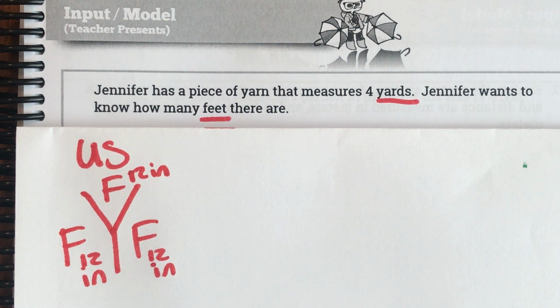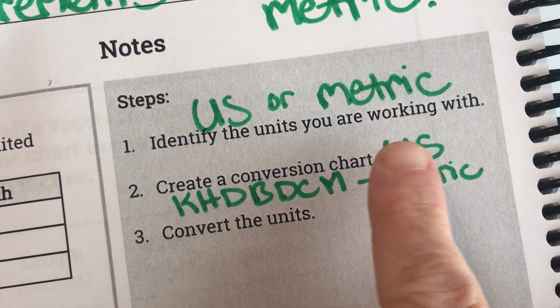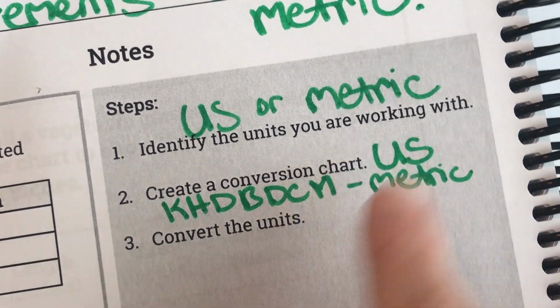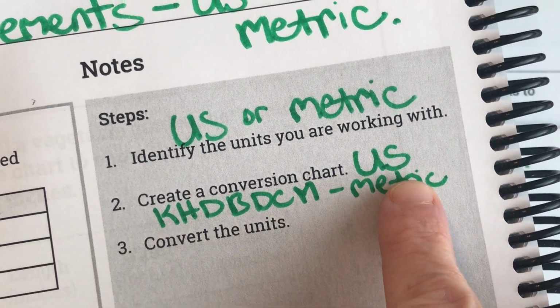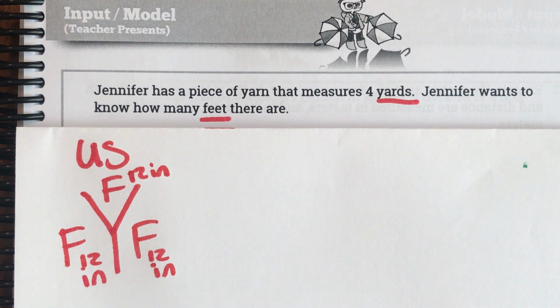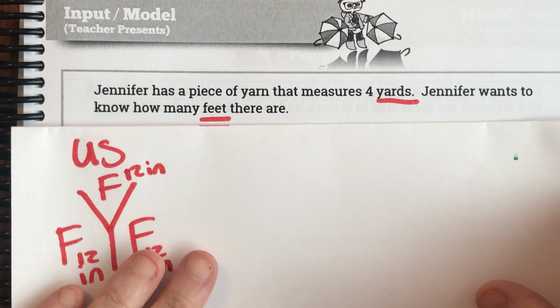Okay, so we know what measurement system we're using. Now let's look at our next step. Create a conversion chart. And because we're using US, we are going to create the conversion chart. We only use King Henry Died By Drinking Chocolate Milk for metric, and we're not doing metric. So we're going to use a conversion chart. Now, a conversion chart's more like a table.